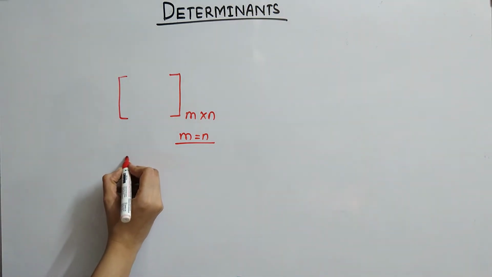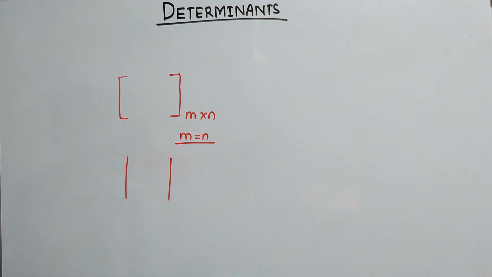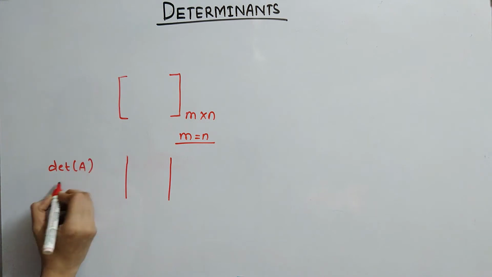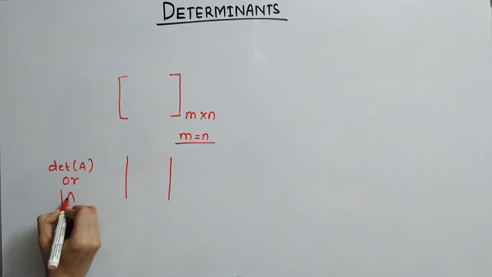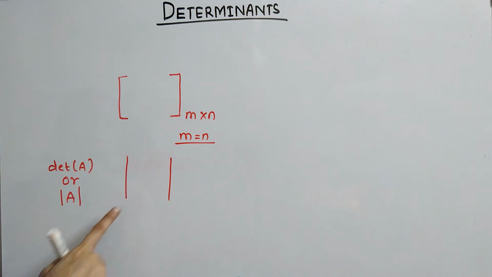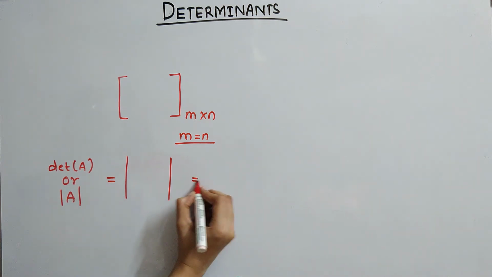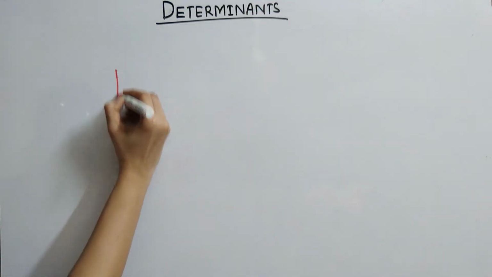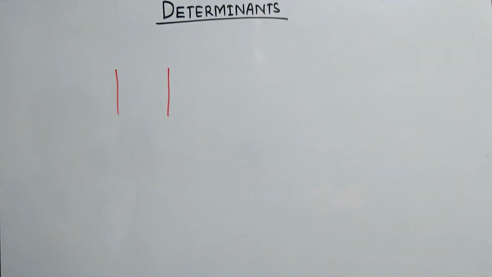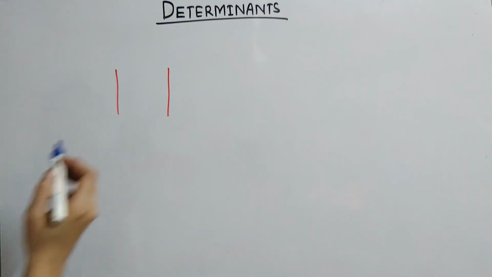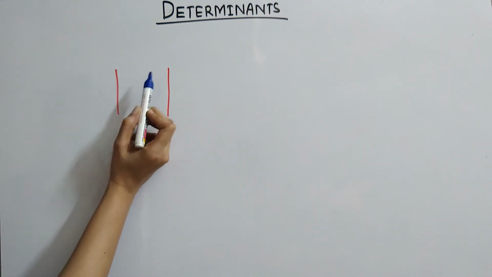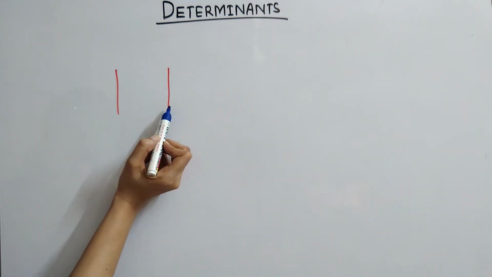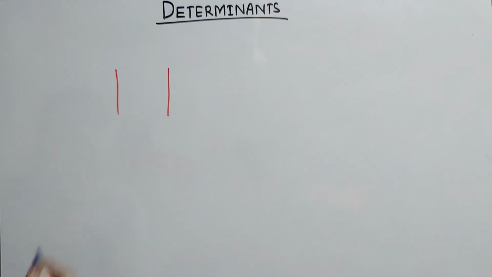Now a determinant is always represented within vertical lines and it is written as determinant of A or mod A, and the value of this determinant is also denoted by this triangle. Every number that is written between these two vertical lines is called an element of that determinant. Every vertical arrangement is called a column of the determinant and every horizontal arrangement is called a row.